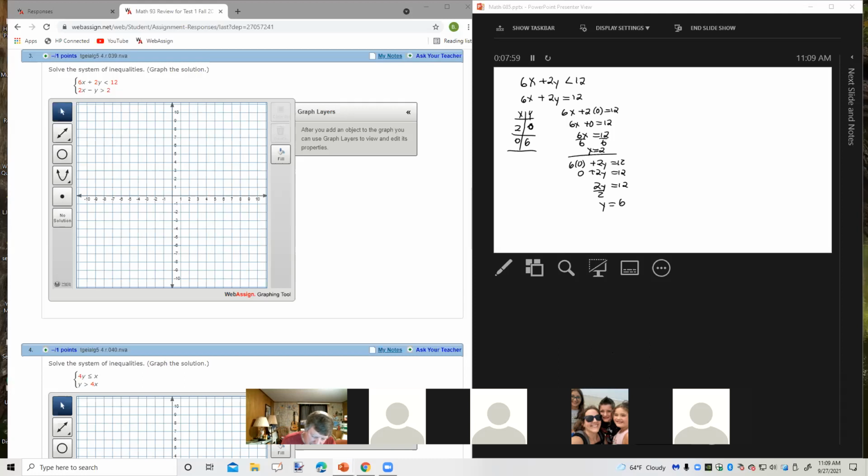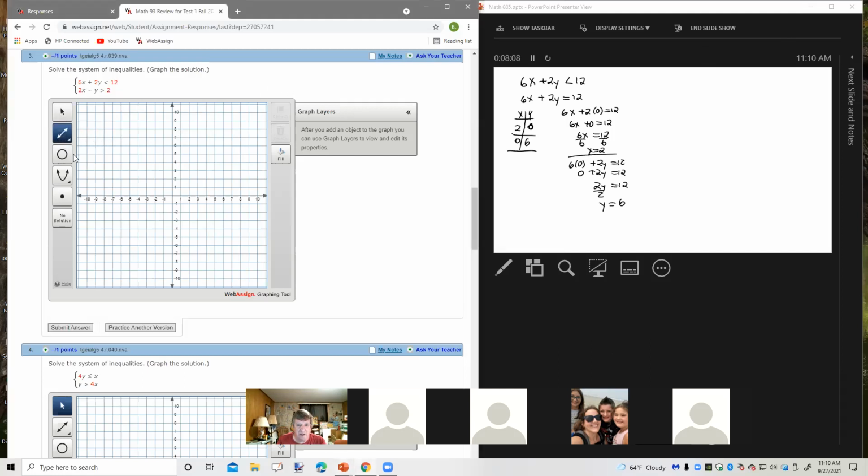Okay. All right. So 0, 6. All right. So now I'm going to plot those 2 points. So I click on this till it's solid. 2, 0, 0, 6. It's going to be a dashed line because it does not include equals. This is the one I created, but the original doesn't. Okay. So now I've got to pick a test point. I'm going to go with 0, 0.